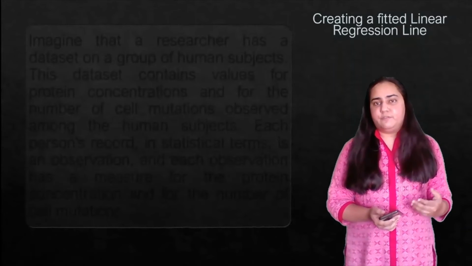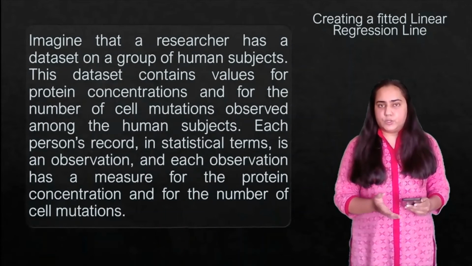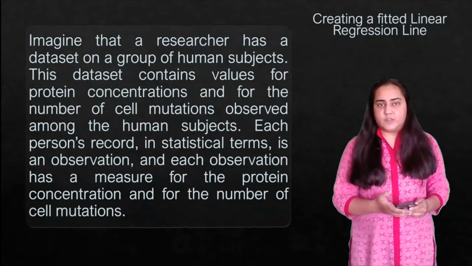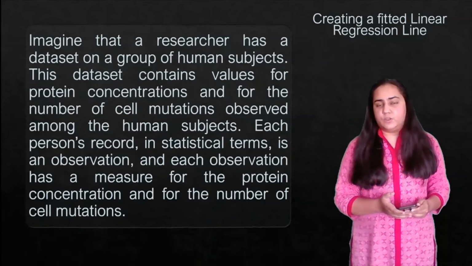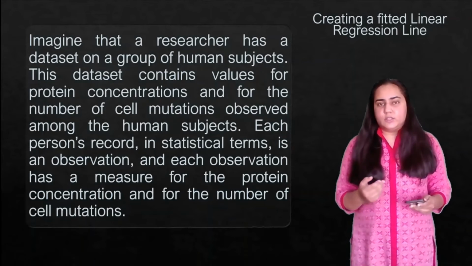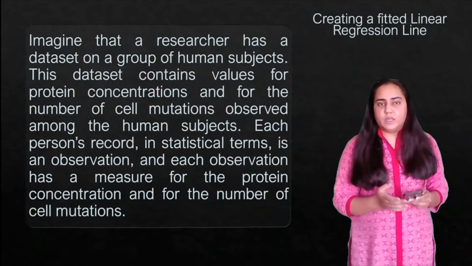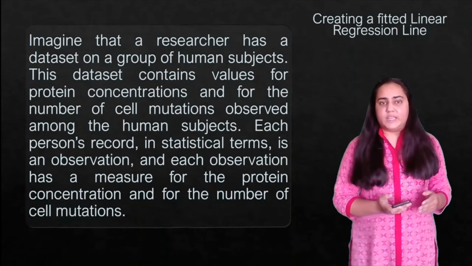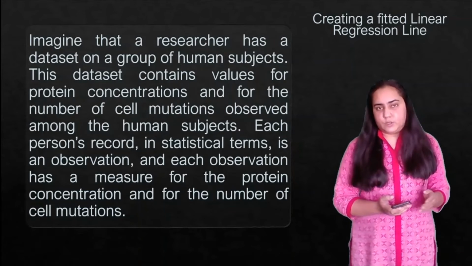Now, how do you create a fitted linear regression line? So imagine that there is a researcher that has a data set on a group of human subjects. And this data set contains values for protein concentrations and for the number of cell mutations observed among the human subjects. Okay, so two things. One is protein concentrations, and secondly, cell mutations observed among these human subjects. Each person's record in statistical terms is an observation, and each observation has a measure for the protein concentration and for the number of cell mutations.